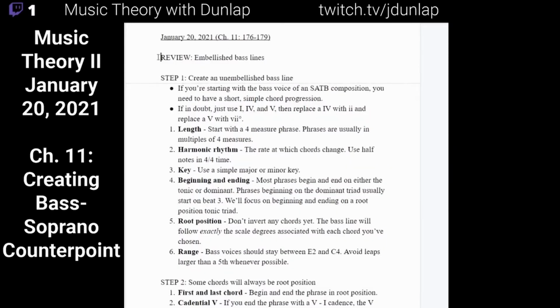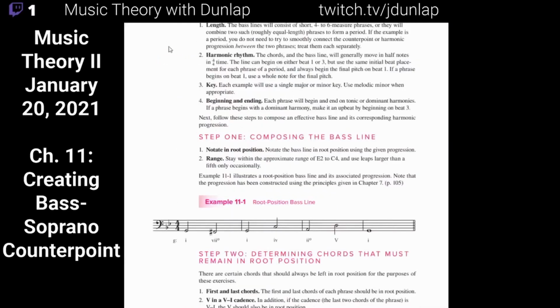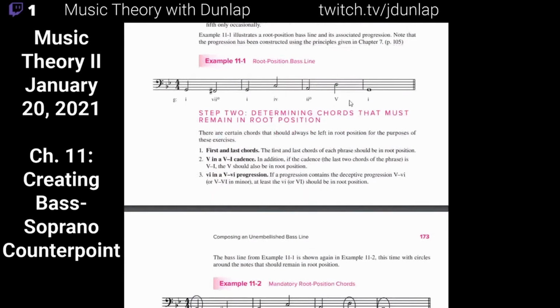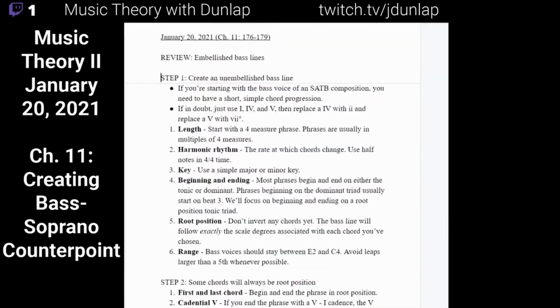We're going to start off, when we write a bass line, writing it unembellished. Simple terms, just like the book has here, just root position. That's it. Nothing fancy. If we start in SATB composition with the bass voice, we have to do something before we do that, which is writing a short, simple chord progression. So if in doubt, make that chord progression combinations of 1, 4, and 5. Then replace one of the 4s with a 2, maybe even insert a 2 after a 4 or before a 4. Usually after. And then maybe take a 5 chord and turn it into a 7.